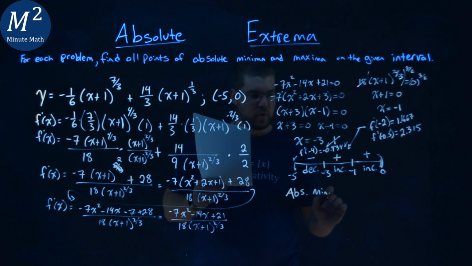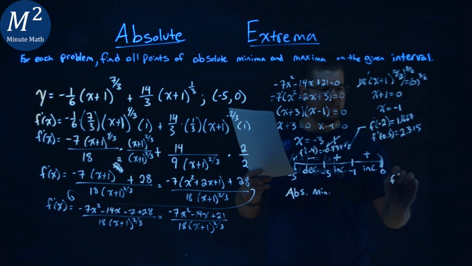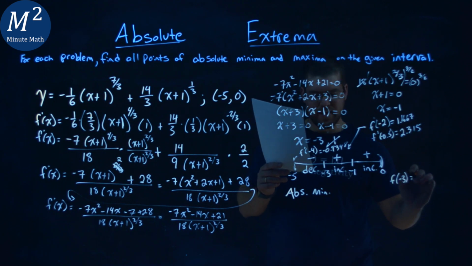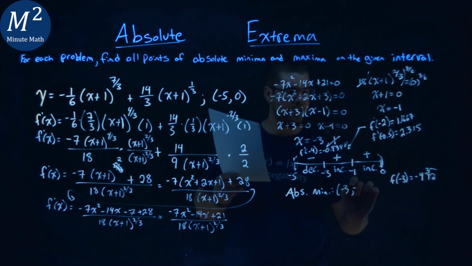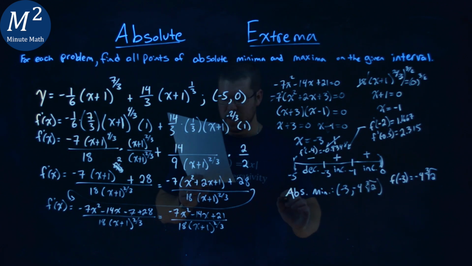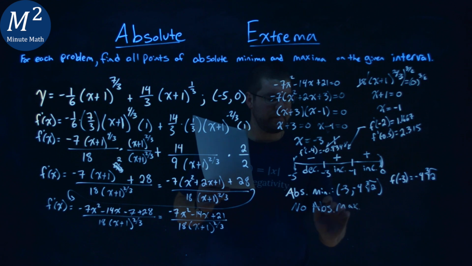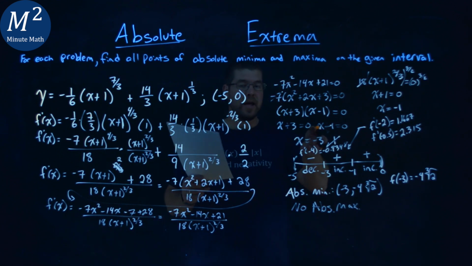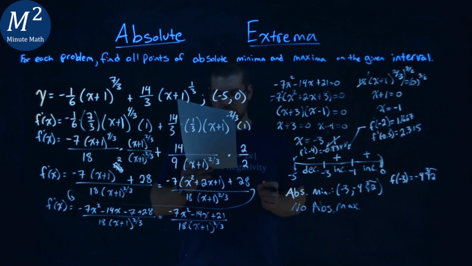And so we have an absolute minimum at the coordinate point, and I found that here: f of negative 3 came out to be negative 4 third root of 2. So our absolute minimum happens at the coordinate point negative 3 comma negative 4 third root of 2. Plug into our original equation, and we have no absolute maxima going on here. So again, our final answer: an absolute minimum at negative 3 comma negative 4 third root of 2.